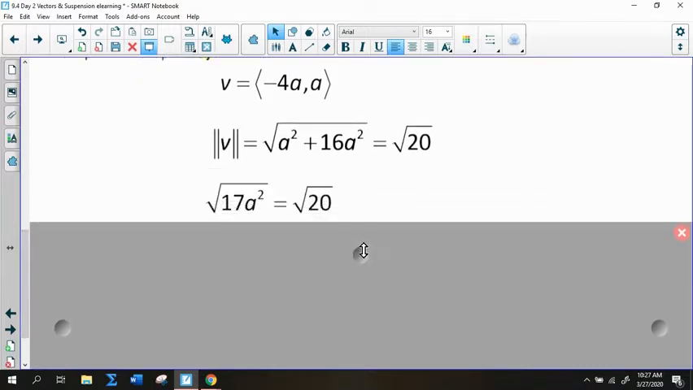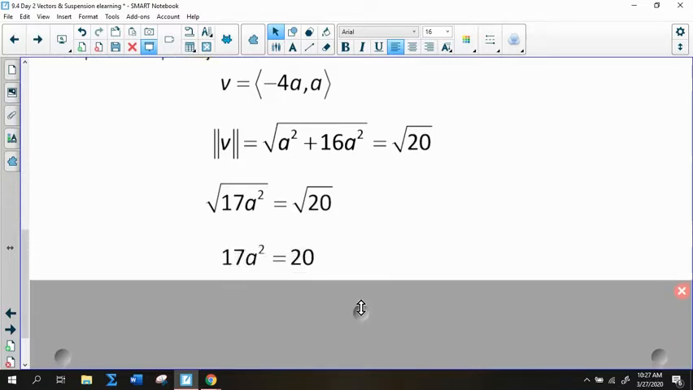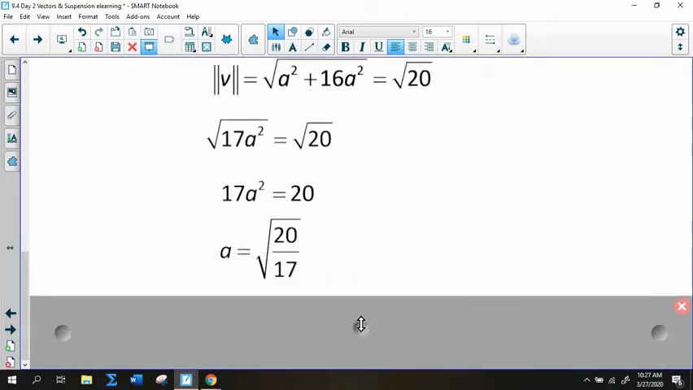So I have the square root of 17a squared equals the square root of 20. Okay. Set this up however you want, in however many steps you need, I should say. So I squared both sides. And then I'm going to divide by 17 and take the square root of that.